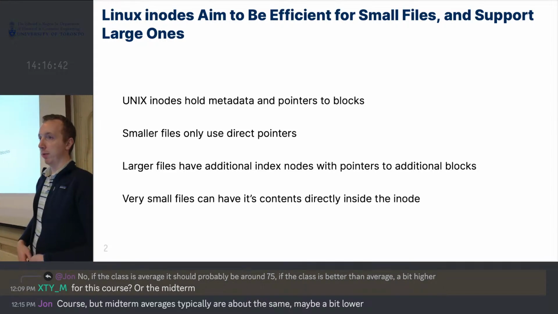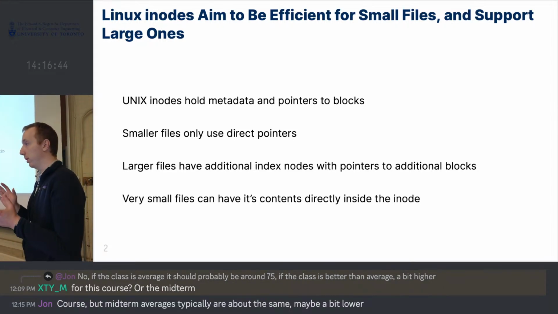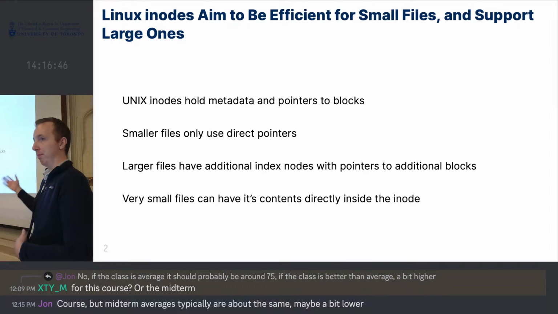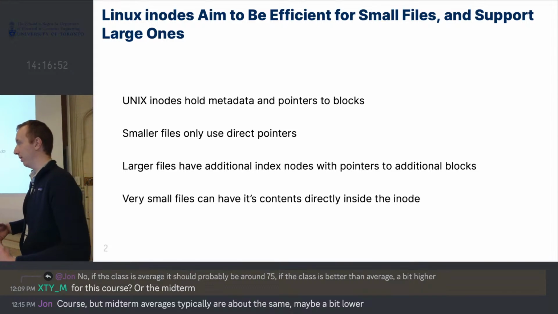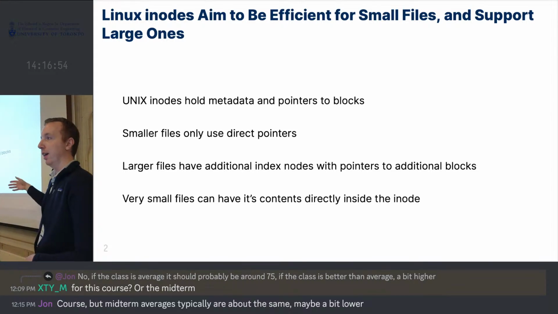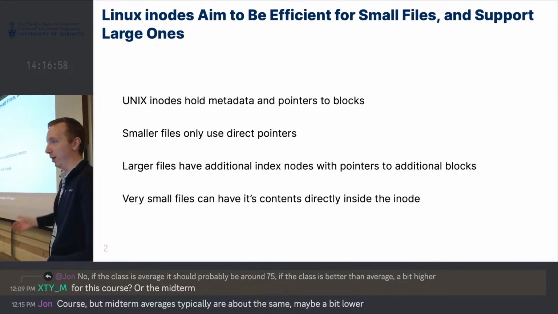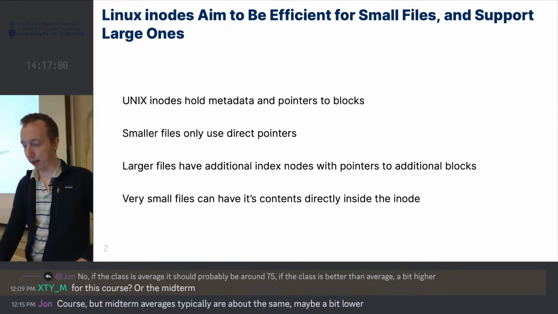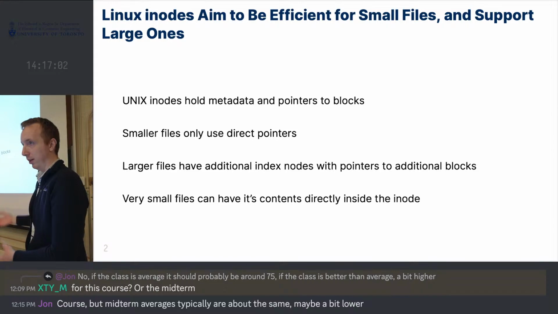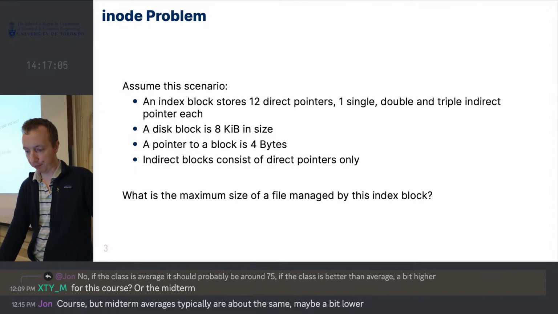There's actually an optimization here. If the file is really, really small, it actually stores the contents of that file on the inode itself, so it uses that space for pointers instead. You will discover that in Lab 6 because you will be making that optimization as well. So some files might not actually consume blocks on the disk if they're really, really small.